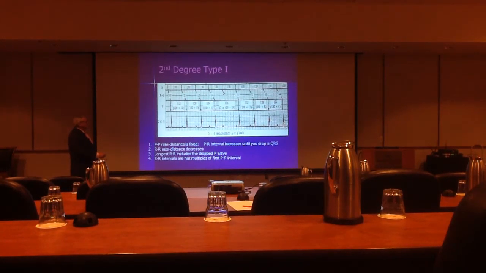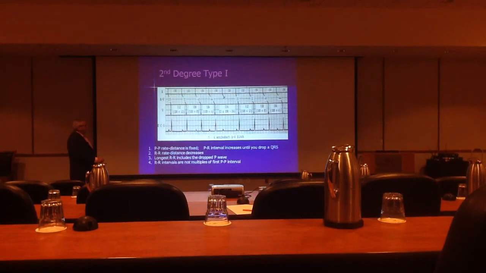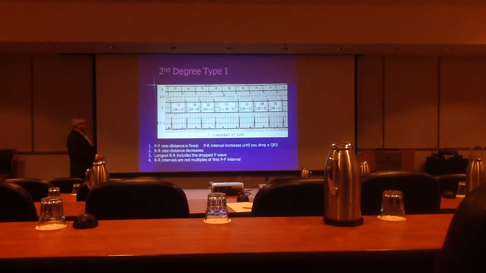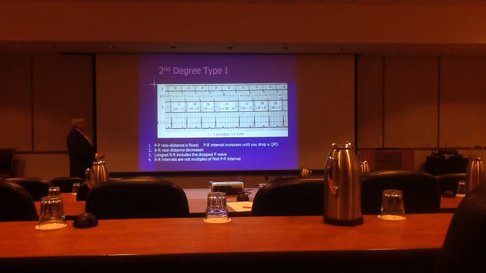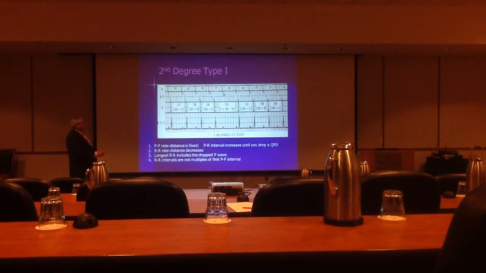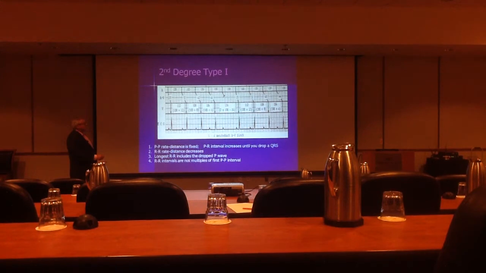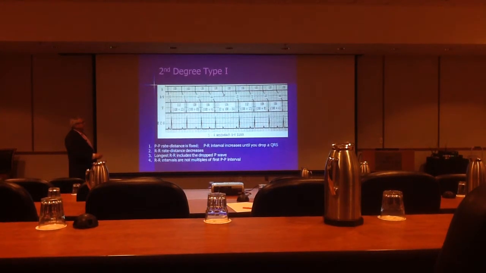And then if you look at the area between this QRS complex and this QRS complex, there's 176 blocks. It's not a multiple of here. So if that were to be a multiple, this should be 200. So that's some of the criteria. In a second degree AV block type 2, this distance will actually be a multiple of this.